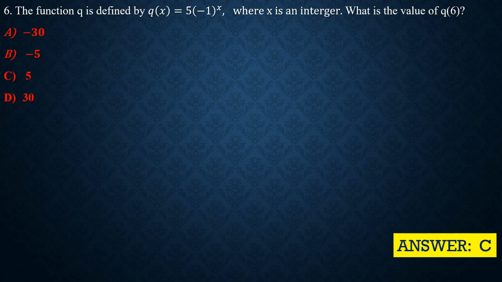Function cure is defined by cure of x equals that, where x is an integer. What is the value of cure of 6? Okay, so you notice that I've already displayed the answer down here. All right, so the first thing you have to notice is that cure of x is actually an oscillating function that oscillates between -5 and 5. It's going to be -5 whenever x is odd, and it's going to be +5 whenever x is even. Notice that, right? So cure of 6 means that x is actually even here, then our function is just going to be 5.